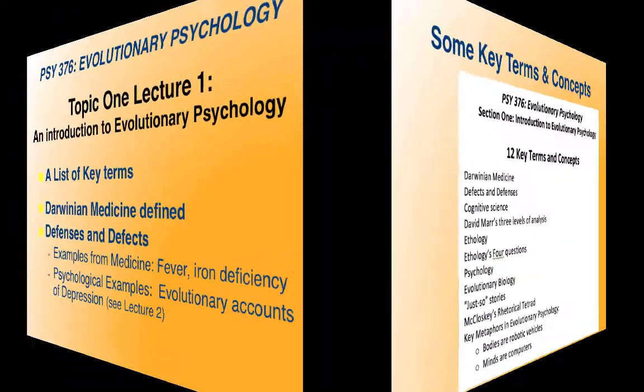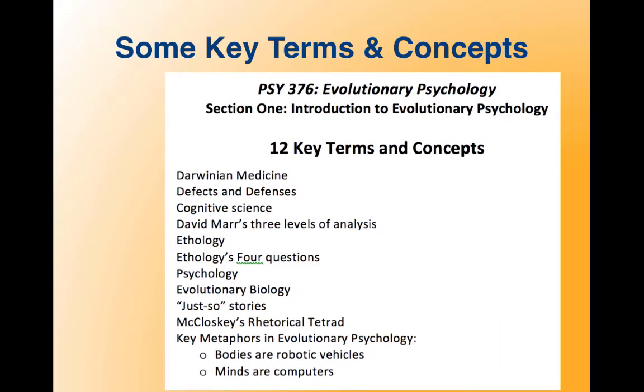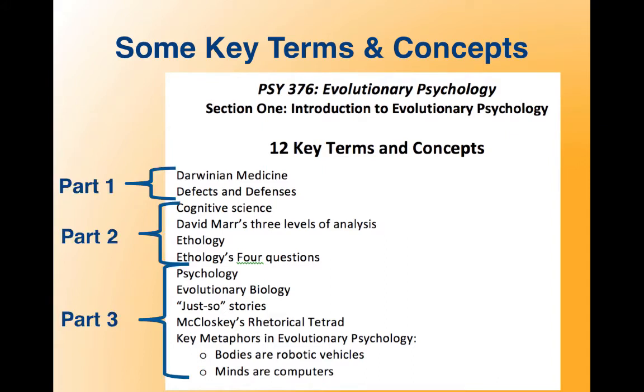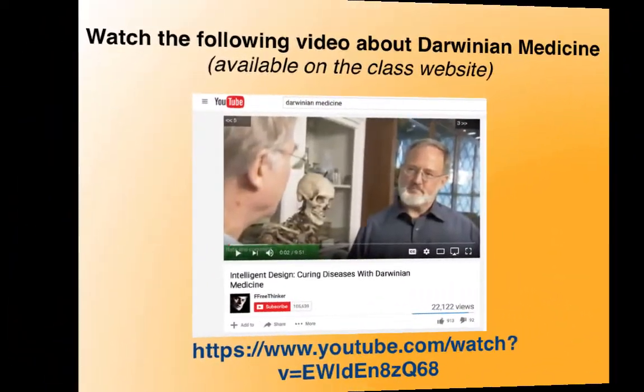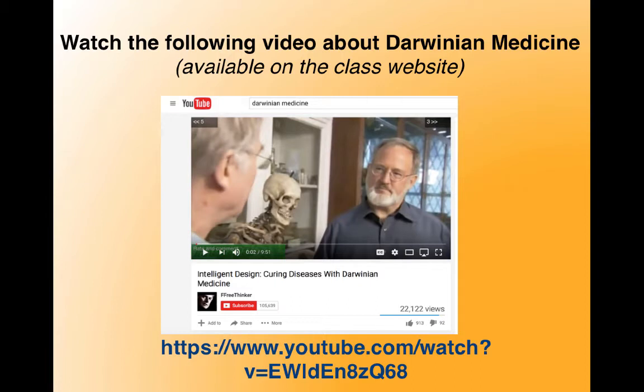There are 12 key terms and concepts that we'll be covering in this first section of the course. And these terms will be grouped into 3 parts. In the first part, covered by the first 2 lectures, we'll cover the topics of Darwinian medicine and the ideas of defects and defenses. In the second set of lectures, we'll cover some of the concepts from cognitive science and ethology. Finally, in the third part of this section of the course, we'll cover some concepts from evolutionary biology and rhetoric.